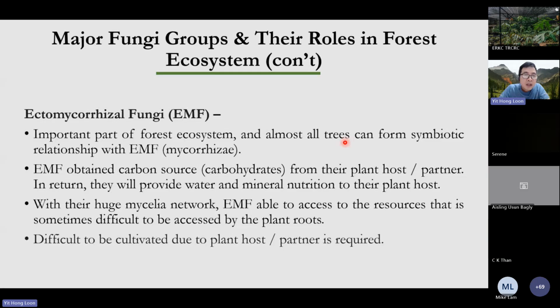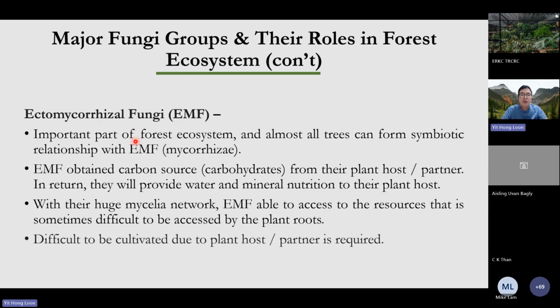Okay. Then the next important fungi group is the mycorrhizal, or the full name actually is ectomycorrhizal fungi. Ecto means external, myco means fungi, rhizal actually is the symbiotic relationship. So it's EMF in short, is a mycorrhizal fungi. So this group of fungi is important. So they form a symbiotic relationship with the tree host, with the plant or the tree.